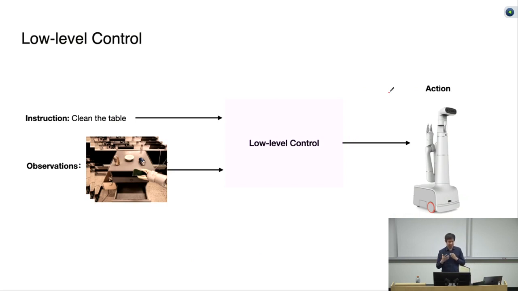So let's define low-level control, because it might mean very different things based on people's background. Here, low-level control means a mapping from an instruction, like a natural language instruction, clean the table, and the robot's observation, especially from camera sensors, to the robot actions.